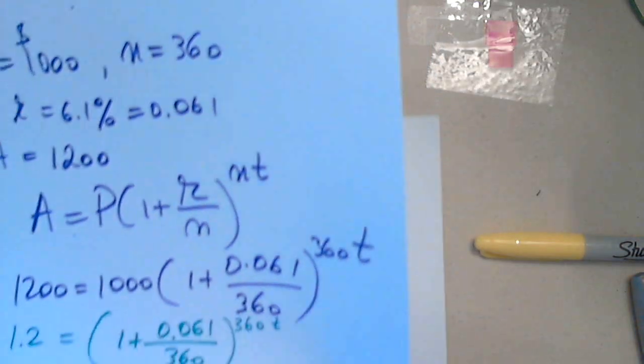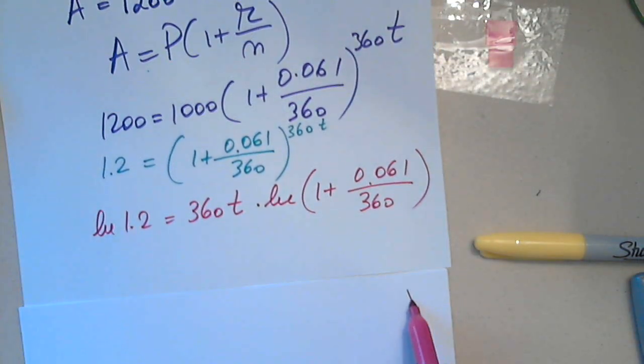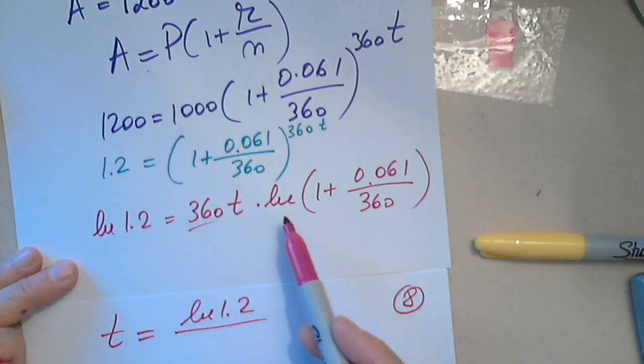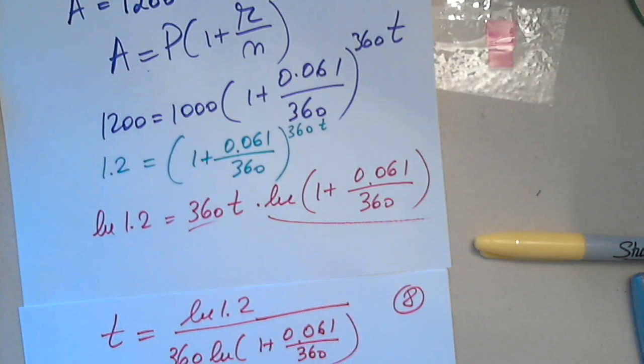What should I do now to both sides to get t by itself? And that's the final step before I plug it in the calculator. Divide. So divide natural log 1.2 by 360 natural log 1 plus 0.061 over 360. Do we see this?